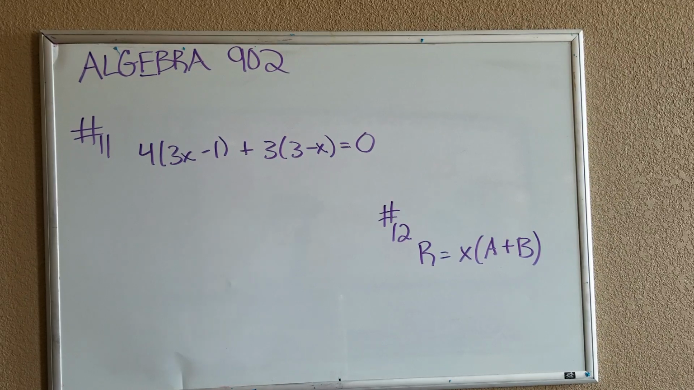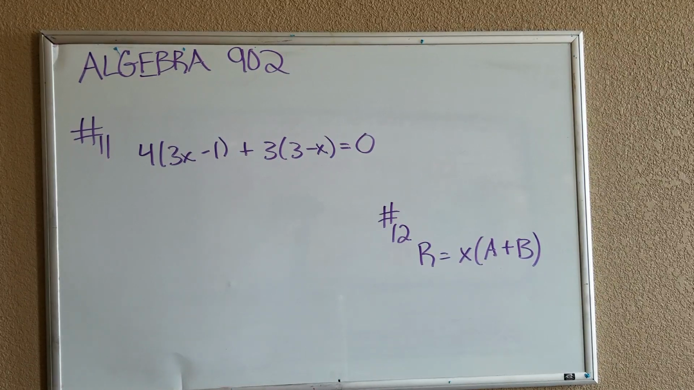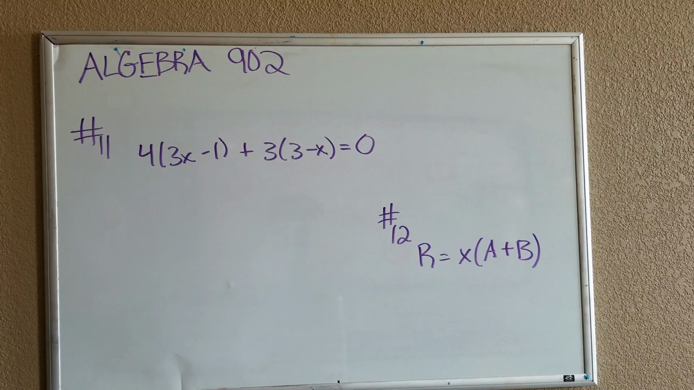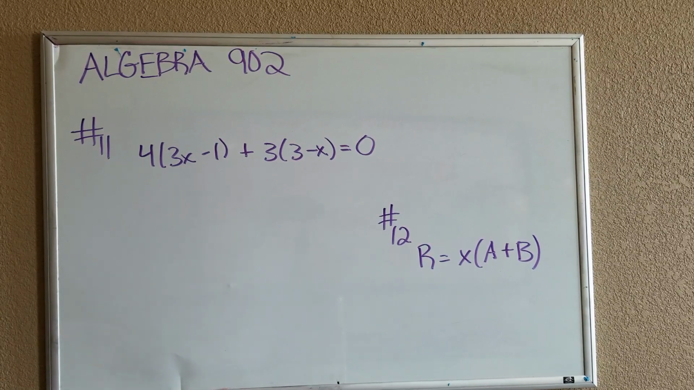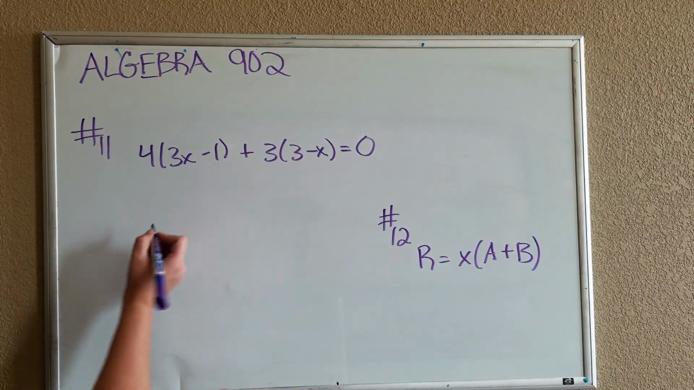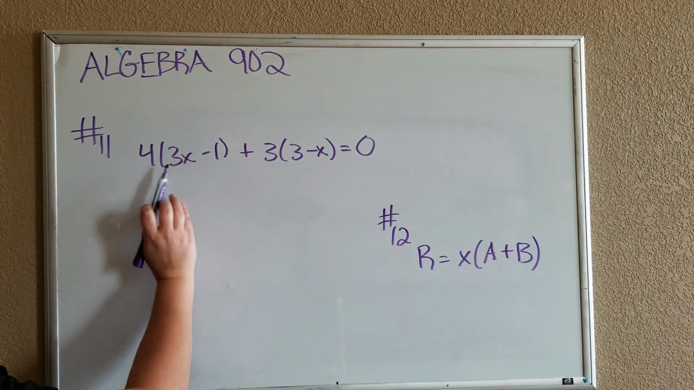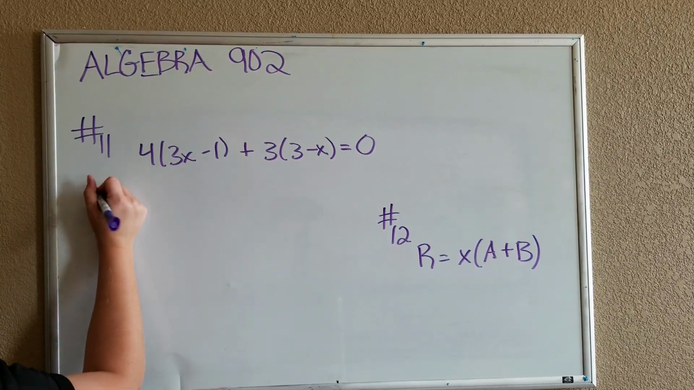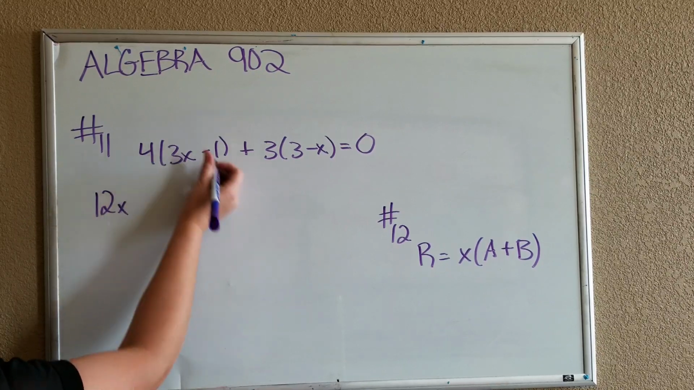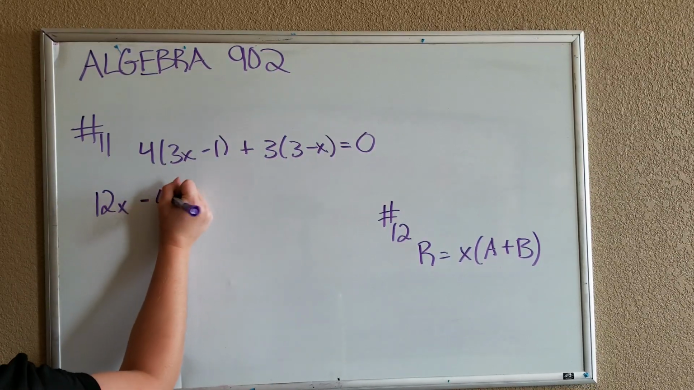All right, problem number 11, they give you distributive property again. They give you 2 sets of it. And then we're going to combine like terms and solve for x. So do your distributive property again. You have 4 times 3x is 12x. 4 times negative 1 is negative 4.